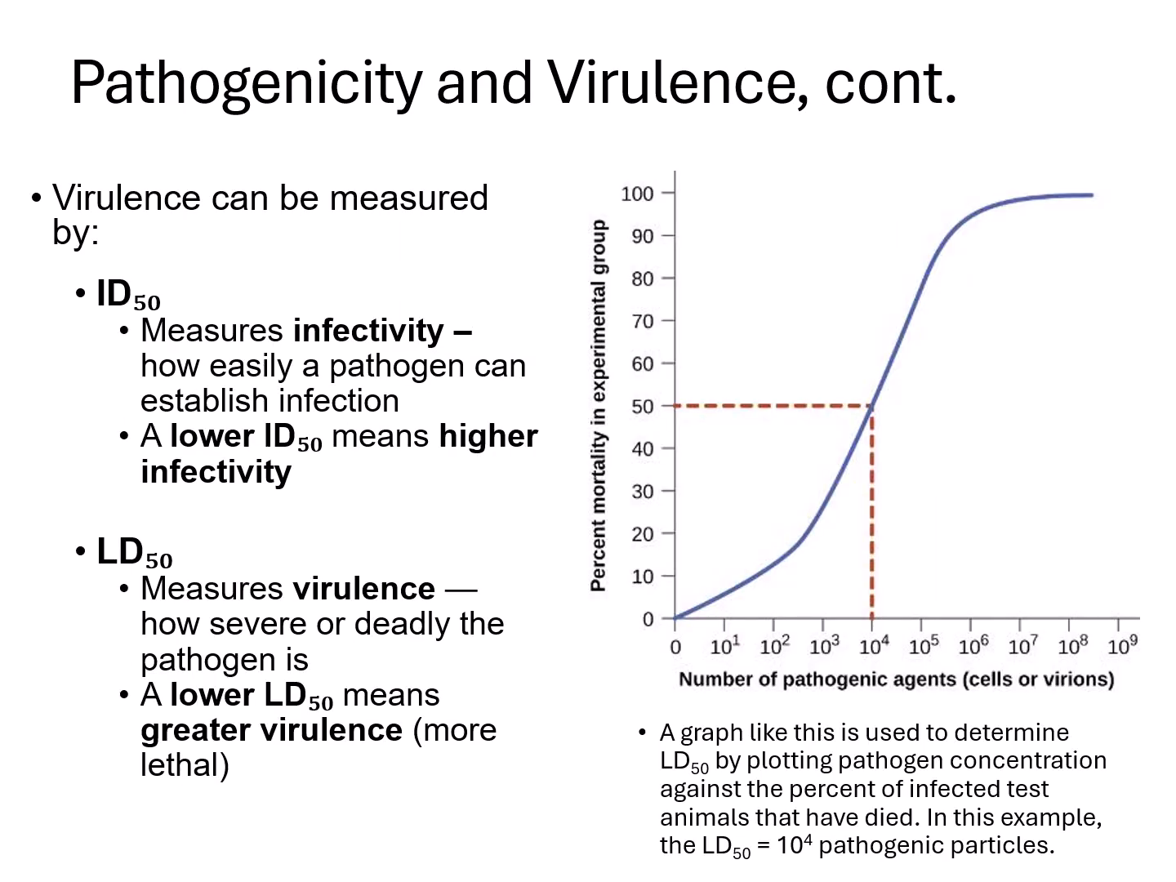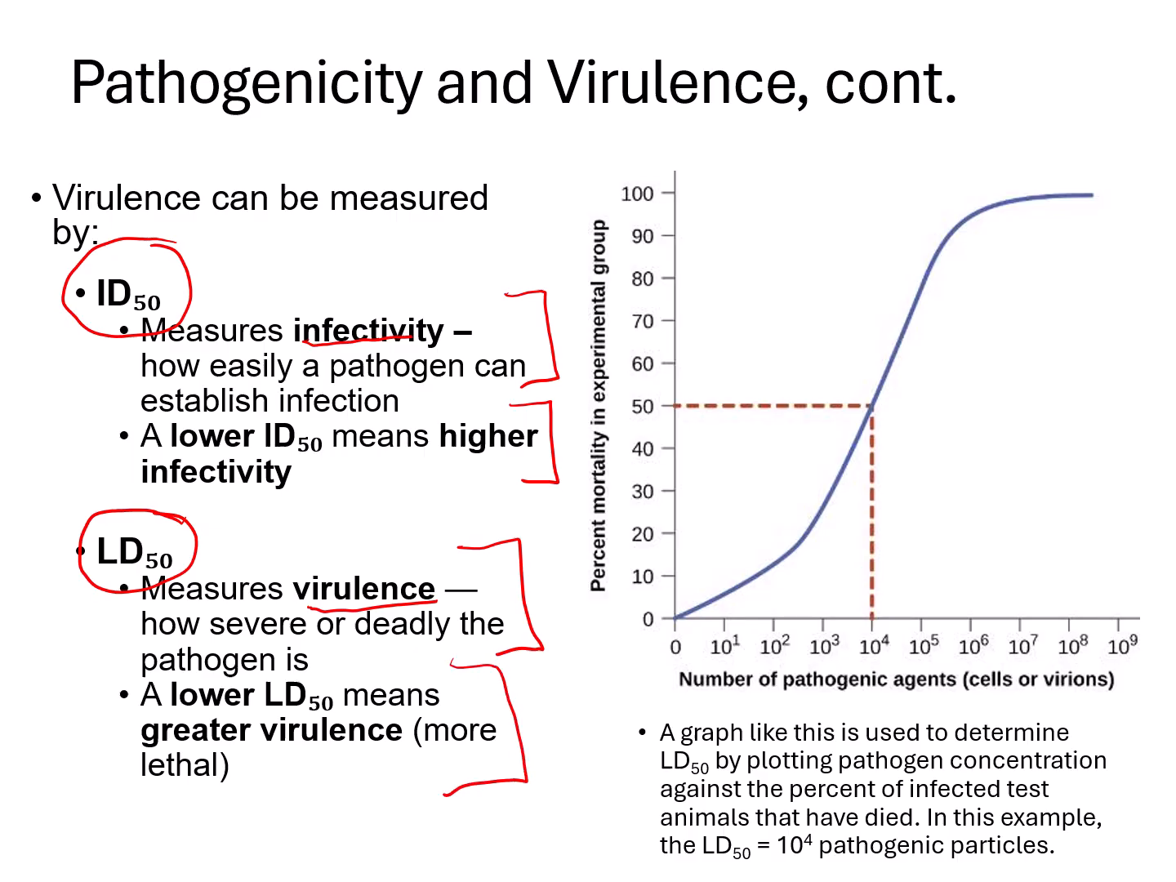Let's take a closer look at ID50 and LD50. So ID50 measures infectivity, how easily a pathogen can establish infection. A lower ID50 means the pathogen is more infectious. LD50 again measures how severe or deadly a pathogen is. That's the virulence. And a lower LD50 means it's more lethal.